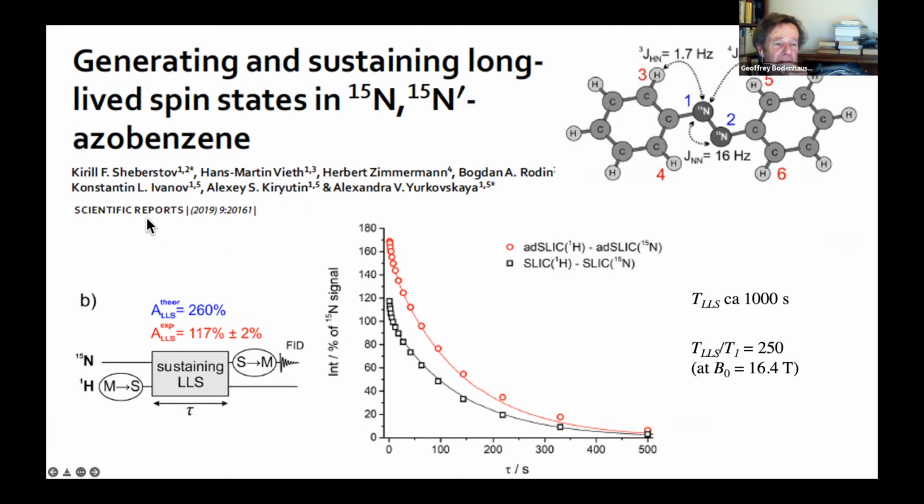This was published some years ago in Scientific Reports, and it's an interesting case of this azobenzene, which was enriched in N15. And it turns out that you can create a long-lived state between these two N15s if you start by exciting the protons, the ortho protons of the two rings. And it turns out that by only applying RF field to the protons, you can create a long-lived state of the two nitrogens and apply another singlet to multiplet conversion to get a nitrogen signal after this. So this is one of many possibilities.